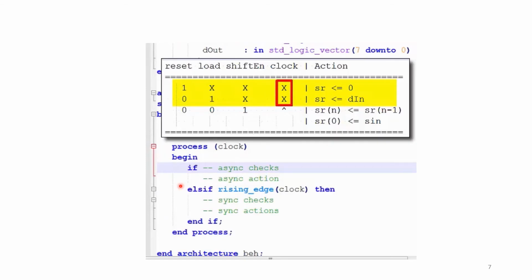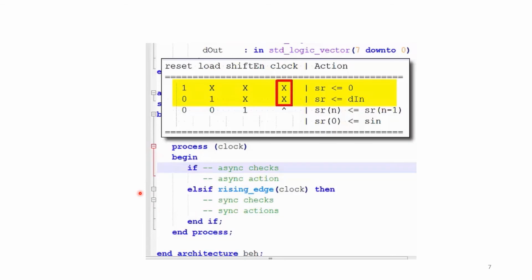Okay, so before writing the architecture part, we need to understand one more thing. Within the process, after begin, we actually check for two things. After the if we check for the asynchronous action, and within the clock we check for the synchronous action.